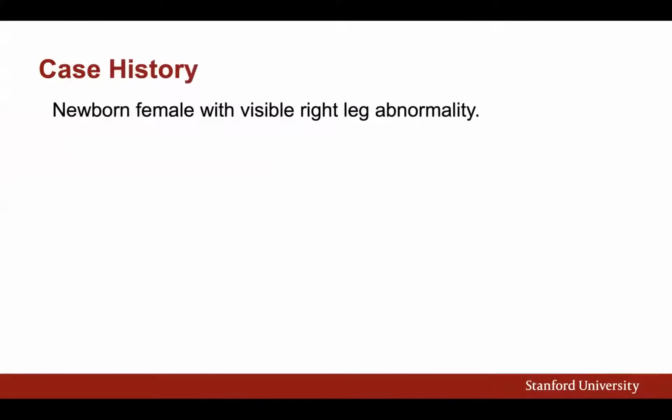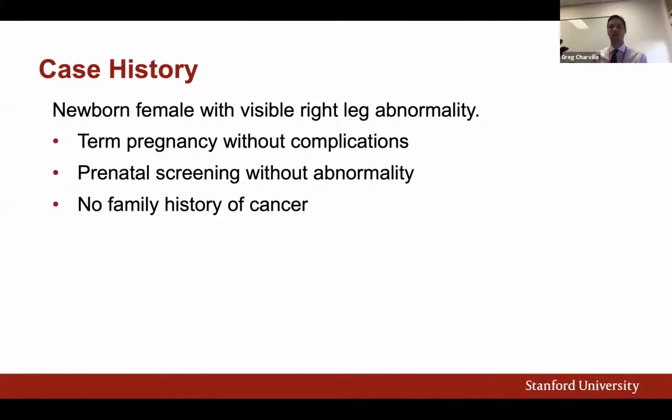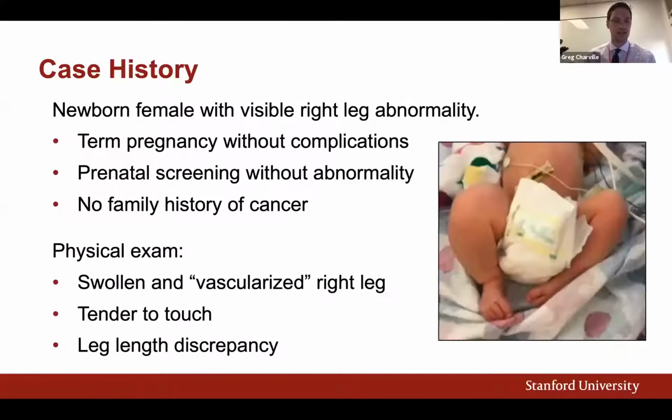So this case was, interestingly, a newborn female that had a visible right leg abnormality at birth. In terms of the history, this is a term pregnancy that had no complications. The prenatal screening, including anatomy scan, was without abnormality, and there was no reported family history of malignancy in this patient. You can see here on physical exam, this patient had a visible right leg swelling. It was described as vascularized. It was noted to be tender to touch, and there was a clear leg length discrepancy in this newborn baby.